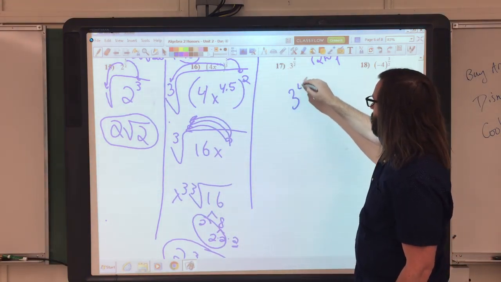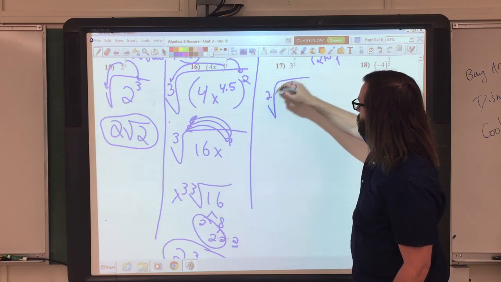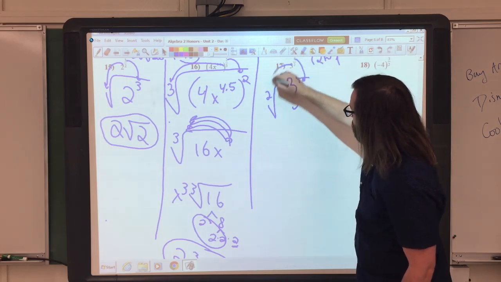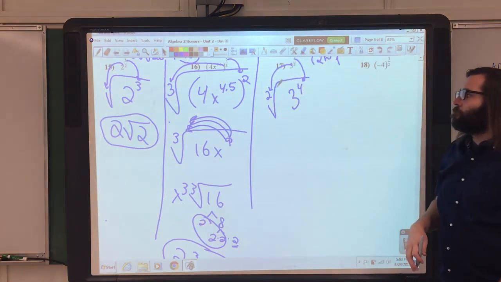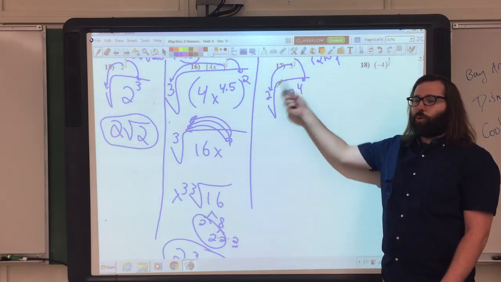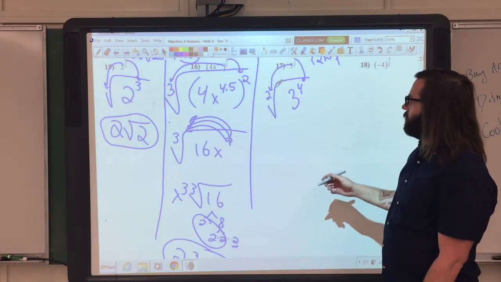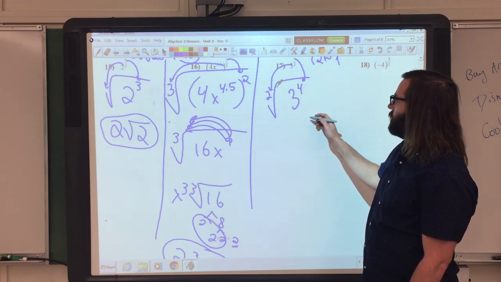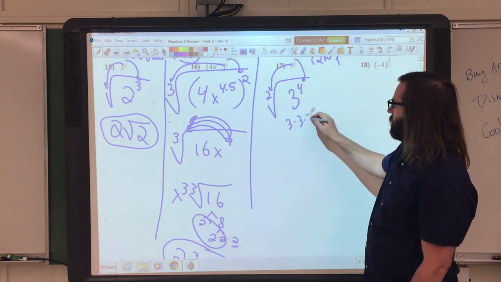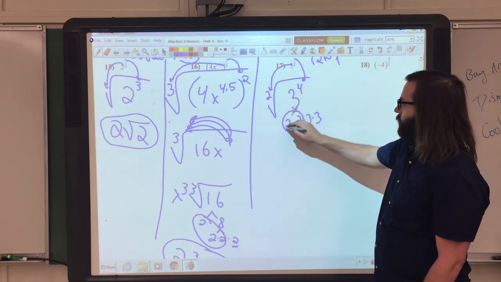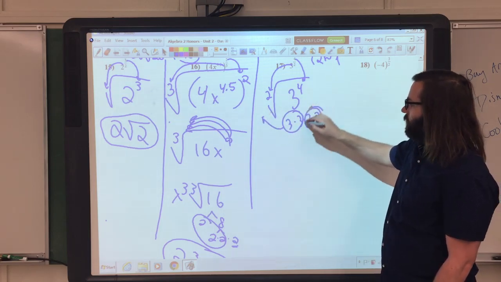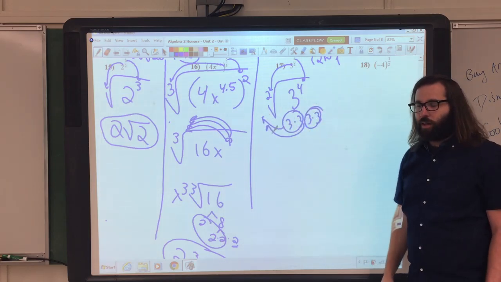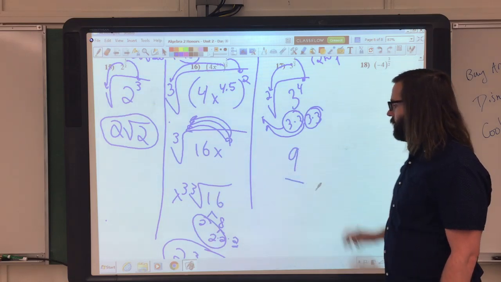Three to the 4th, square rooted. Since this is a square root, we want to bring out 2 of these. So this is really 3 times 3 times 3 times 3. Bring out 1 of the 3s, bring out the other 3. So you get 3 times 3, which is 9.